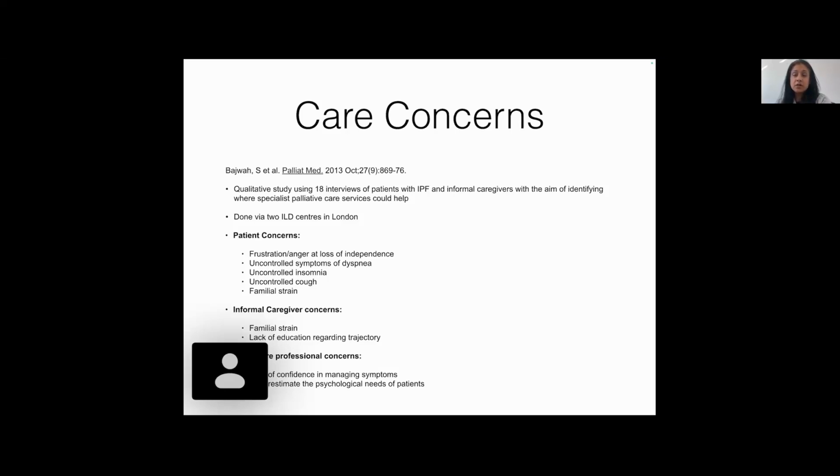And then, of course, there are care concerns from the healthcare team themselves, from the nurses, from the doctors, from any person in healthcare that's taking care of them. And that is a lack of confidence in managing symptoms, right? And that's why people like me try to come in, and other palliative care professionals or other people integrate palliative care principles into their practice to avoid that and gain confidence in managing symptoms. We also underestimate the psychological needs of patients. And by saying this out loud, by recognizing that, is how we get better, right? And start to recognize their needs.